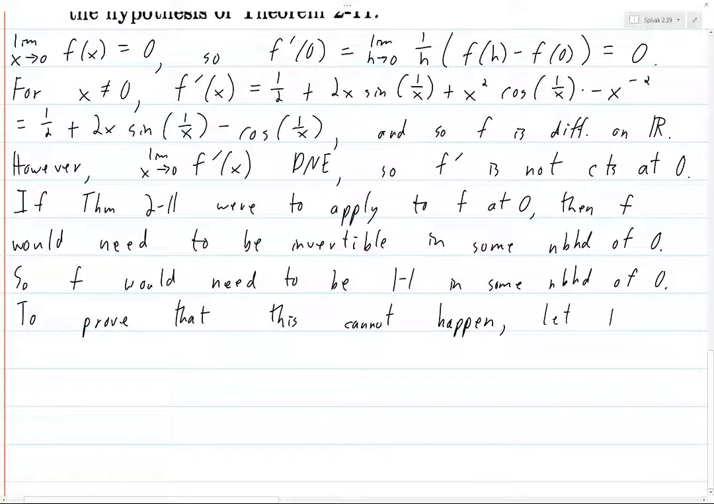Let I be any open neighborhood of 0. So I, you can write it as (r, s), where r is a negative number and s is a positive number, and so it'd be the open interval from r to s.